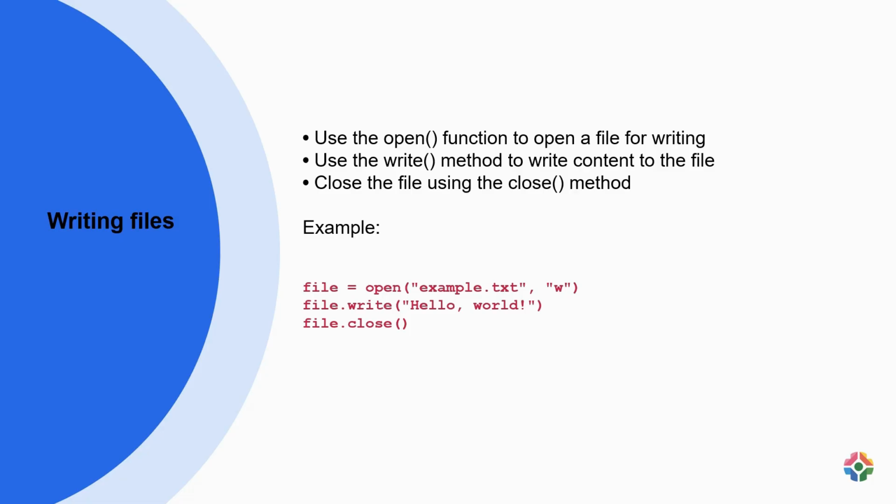For instance, in the provided example, the file example.txt is opened in write mode using the open function. Content hello world is written to the file using the write method. And finally, the file is closed using the close method. This sequence of actions ensures that the content is properly written to the file and the file handling is done correctly.